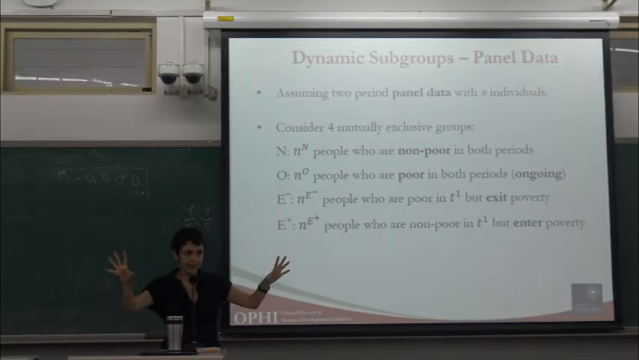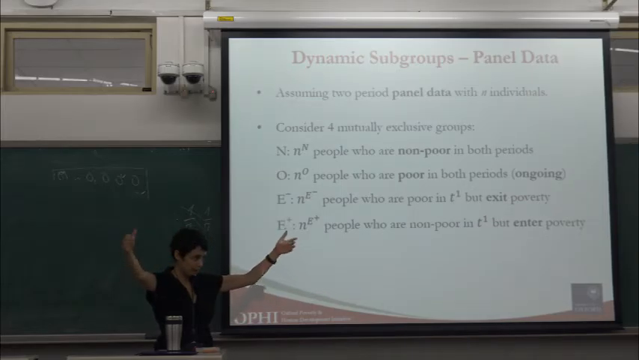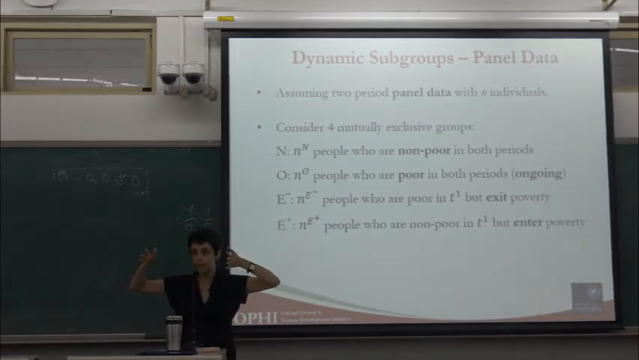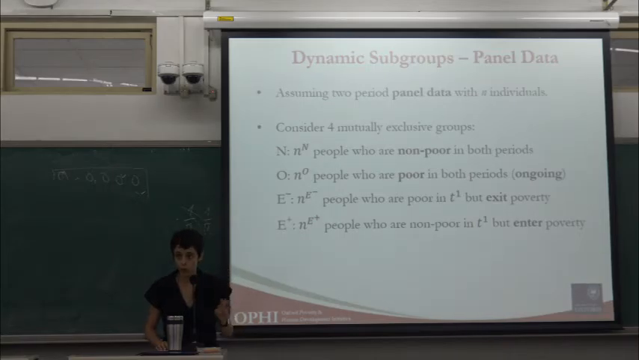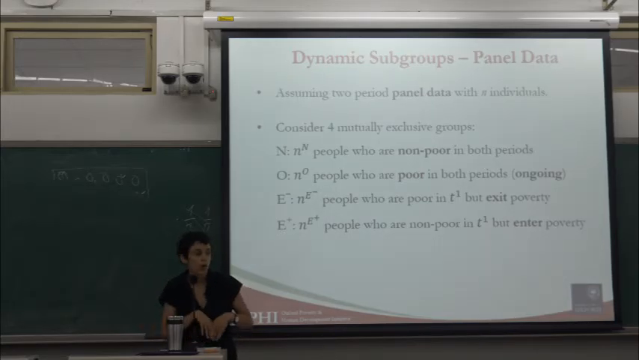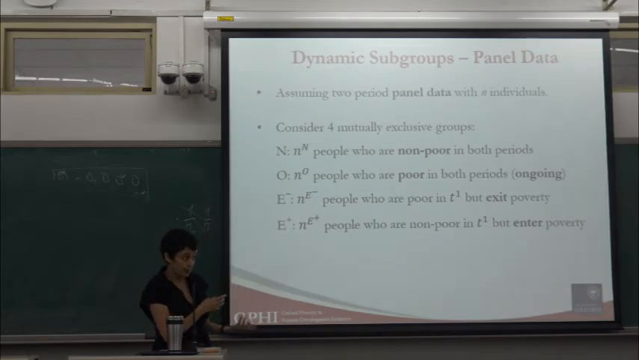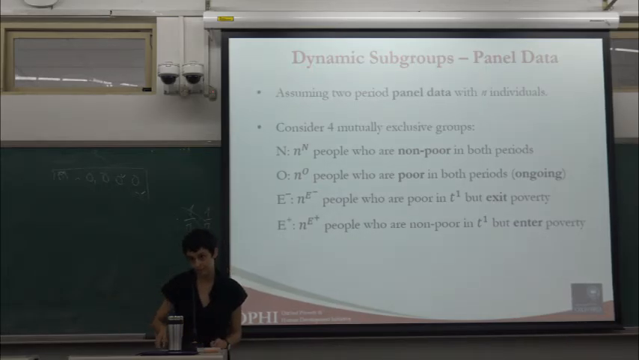Let's assume that we have a panel data with n individuals. So that's my sample. This sample can be divided into 4 exclusive groups if I have only 2 periods of time. Those who were never poor, non-poor in period 1 and non-poor in period 2. Those that are ongoing poor, always poor, the ones who got out, and the ones who got in. So that describes my sample.